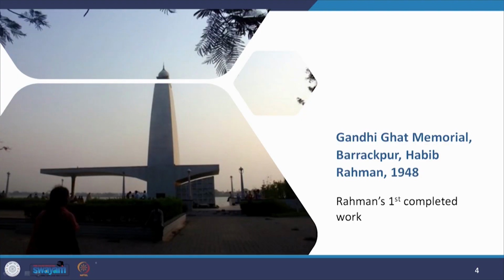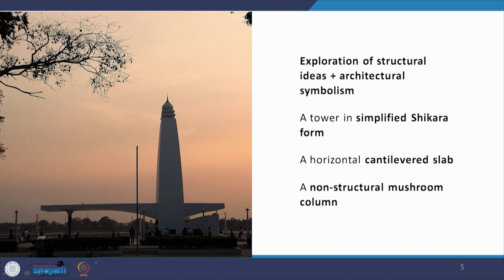So here in Rehman's work, the Gandhi Ghat Memorial in Barrackpore, 1948, it was the first completed work of Rehman, and it was an exploration of the structural ideas that he incorporated here along with architectural symbolism. So what it has is this tower-like shikhara form of the temple. It has got a horizontal cantilevered slab.